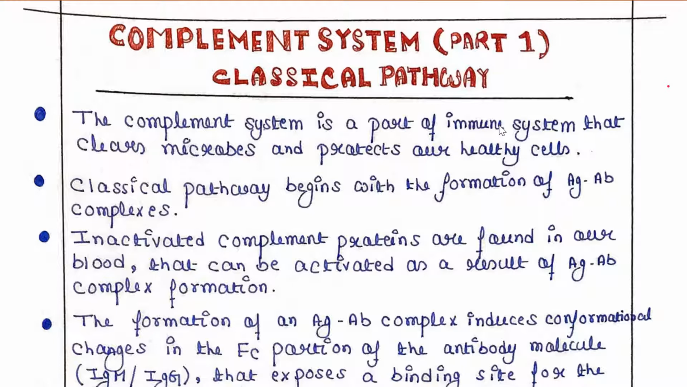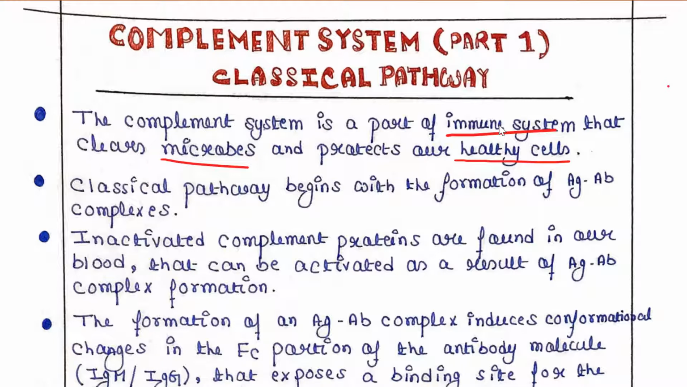The complement system is a part of the immune system that clears microbes and protects our healthy cells. So the complement system is a part of the immune system of the body that clears microbes, that kills pathogens, and therefore protects our body and our healthy cells.